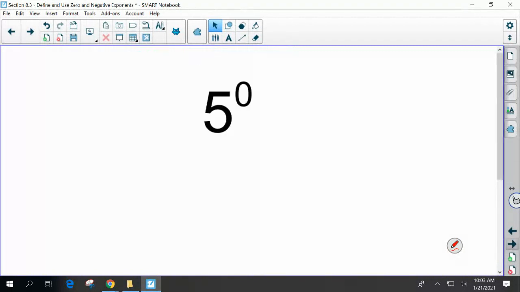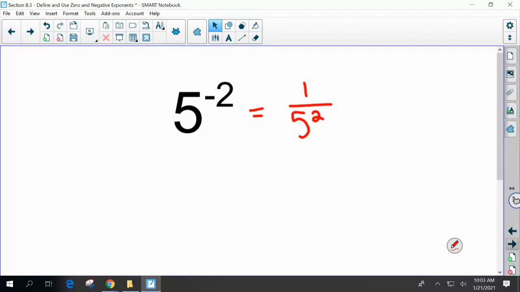So first question, 5 to the 0 power, that would equal 1. Anything to the 0 power equals 1. Okay, 5 to the negative 2 power. So I have to drop this under 1 to make it 5 squared. And then that equals 1 over 25.